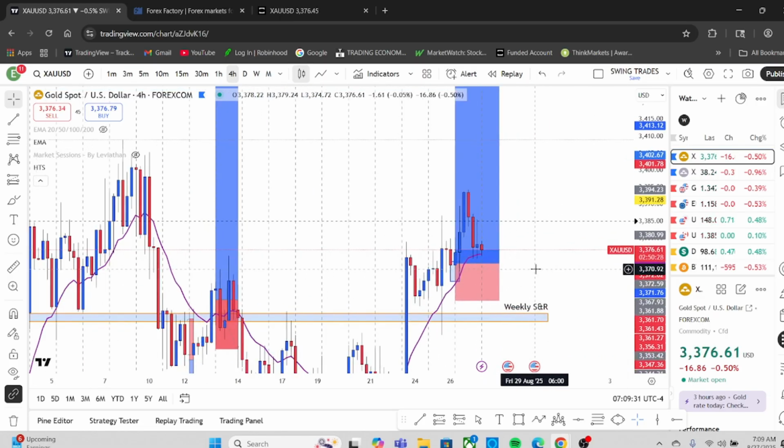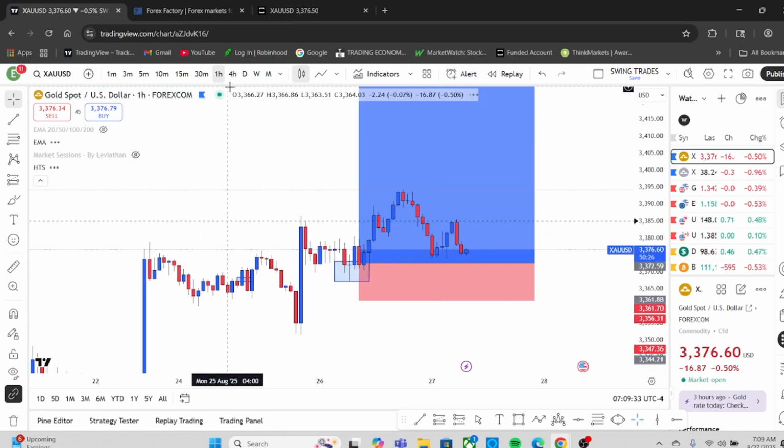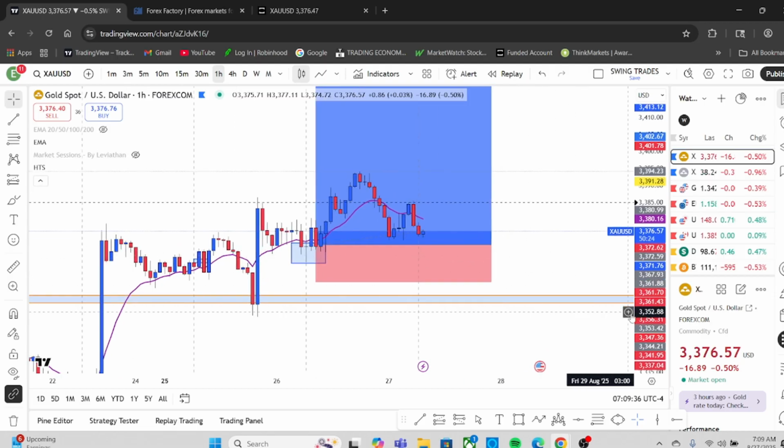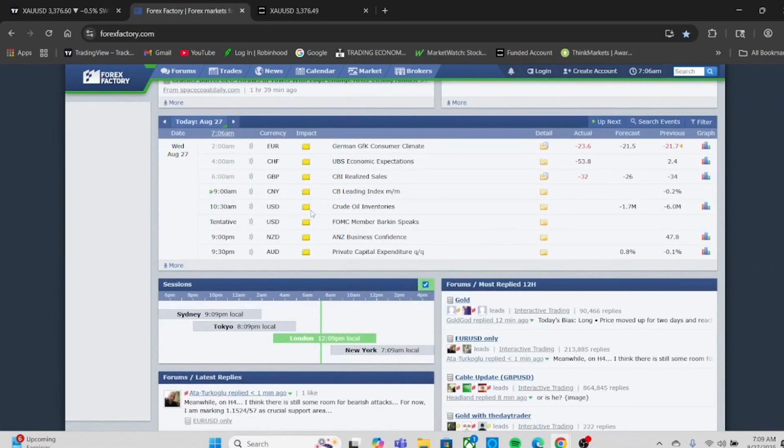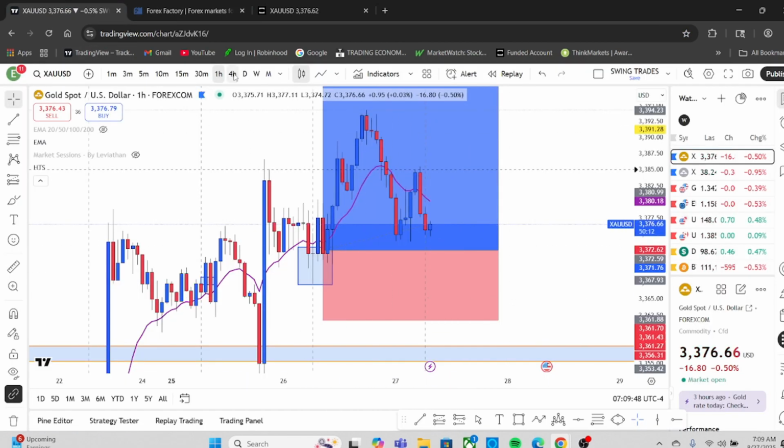But other than that, there's not much to say. I'm still in this trade. Even though it's not looking the best right now, I'm still gonna hold this trade, right? I'm confident in this analysis. There's not really much news coming out today, so it's fine. But I'm still confident in this trade. I'm just gonna hold it and be patient.